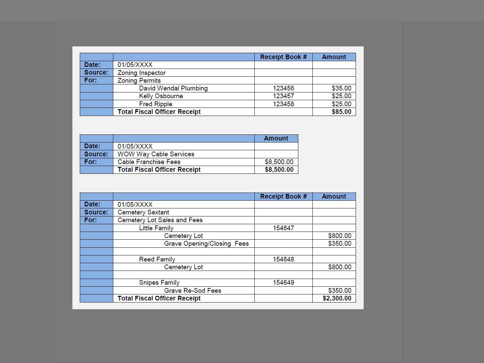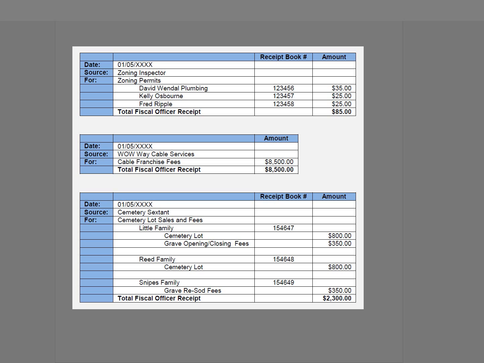Our second item, the fiscal officer received a check in the mail for cable franchise fees, deposited the check at the bank, and will post the receipt directly to the fiscal officer's receipt book with a revenue account assignment. And last, we have the cemetery sexton's daily deposit for lot sales and different fees receipted to his book with a duplicate deposit ticket for the total. The fiscal officer reviews the information and determines the revenue account distribution.